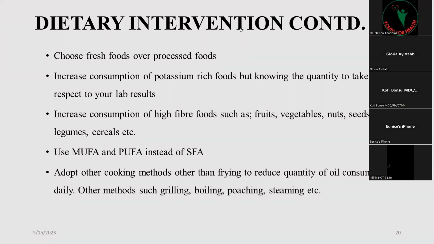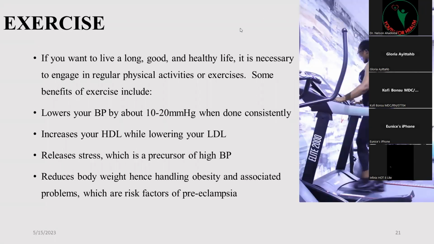Then use monounsaturated fatty acids and polyunsaturated fatty acids instead of saturated fatty acids. Then adopt other cooking methods besides frying to reduce the quantity of oil you are consuming within the day. You can go in for other methods such as grilling, boiling, poaching, steaming, and stewing rather than frying. So we move on to exercises.